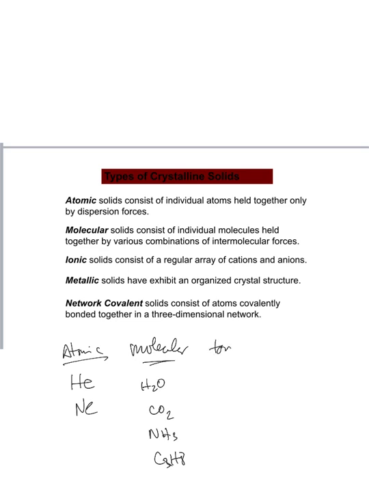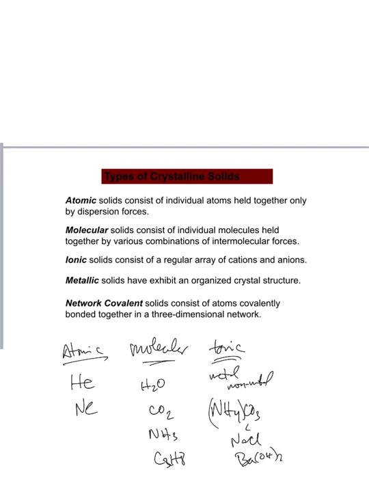Ionic you learned about a long time ago. That's when you have a metal and a nonmetal, or you have one of those polyatomics. So something like ammonium carbonate, or sodium chloride, or barium hydroxide.